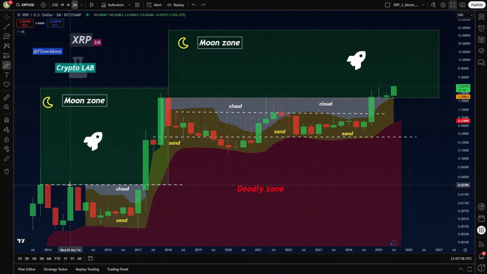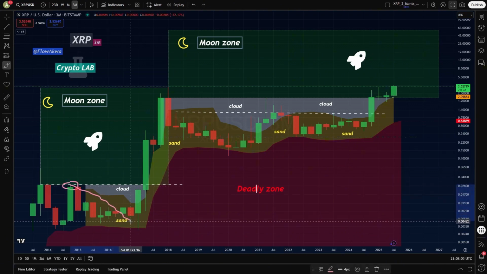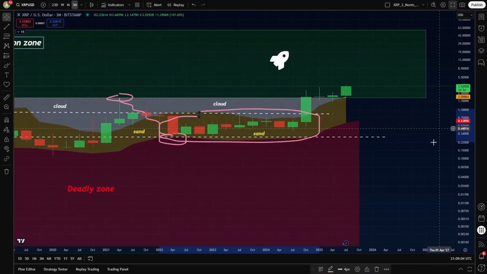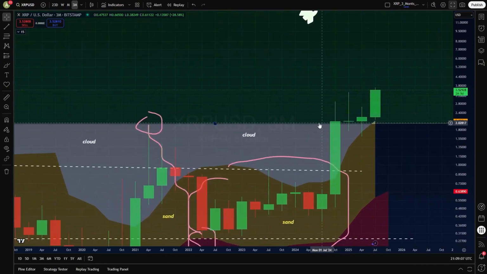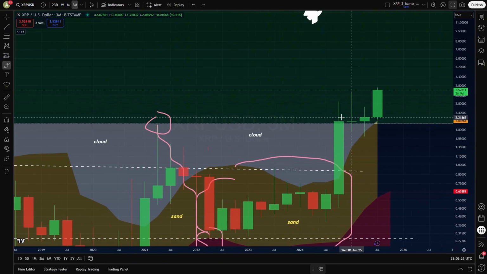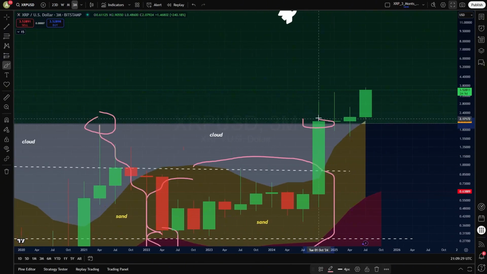And after this, what did we do here? After retesting this area, we went down to retest again the deadly zone before the bull run. So here, what did we do? We were here and we went down to retest the deadly zone. And here we went straight to the bull run, but here again, it took a lot of time, guys. But at the end of the day, what did we do? As you can see, we closed just above the cloud, so above this level of the closing price of the bull run. So you can see just right here, we closed just above the level.